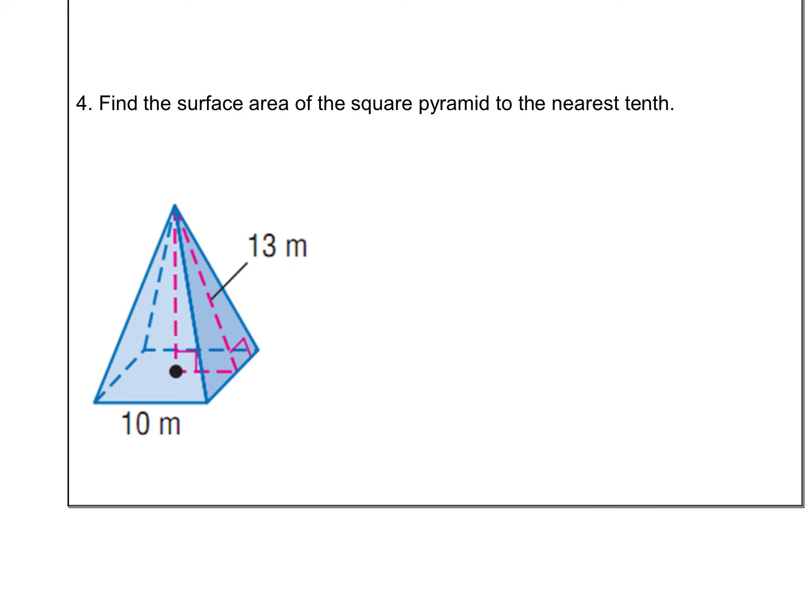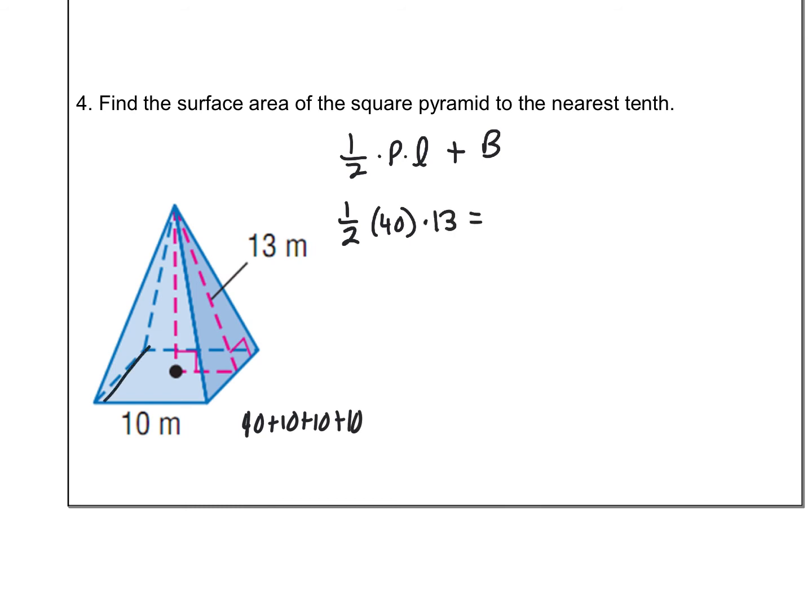Okay, so now a little bit different. A little different look. 1/2 times perimeter times slant height plus the area of the base. So 1/2 perimeter is going to be 40. 10 plus 10 plus 10 plus 10. Slant height is going to be 13. My area of the base, that shouldn't be equal. That should be plus. My apologies. That should be 10 times 10. So now this becomes 260. This becomes 100. So my answer should be 360 meters squared.